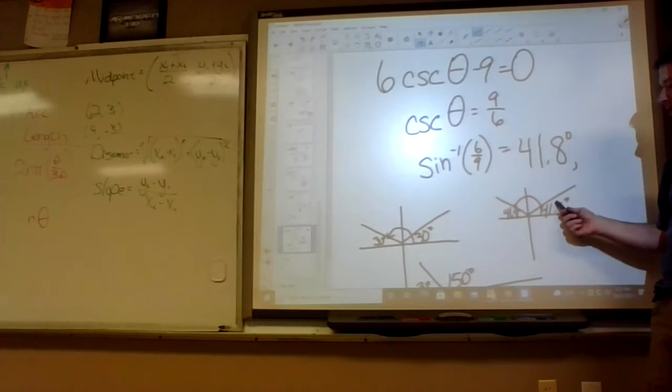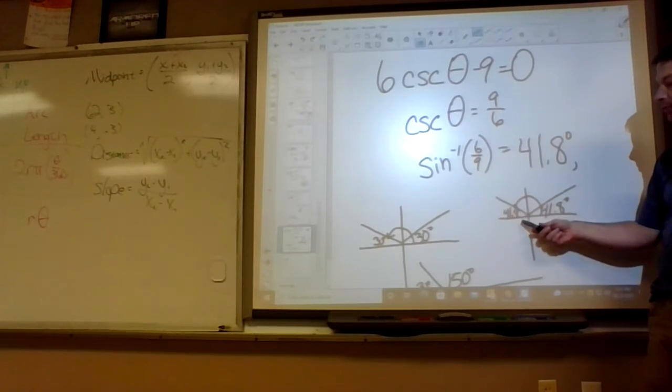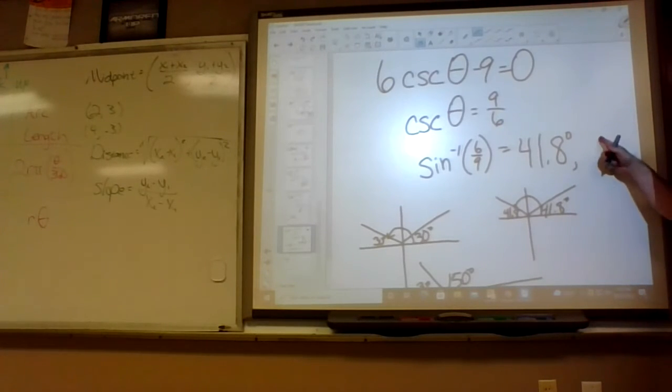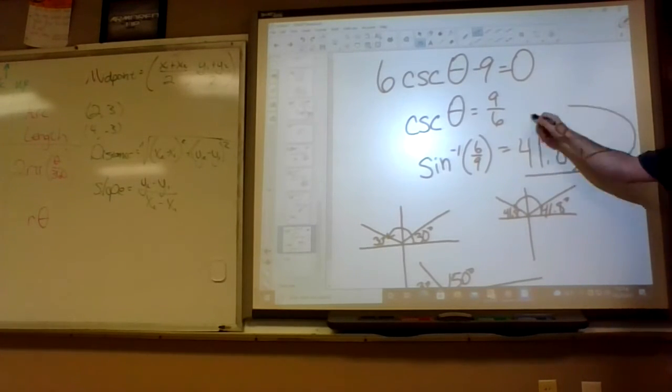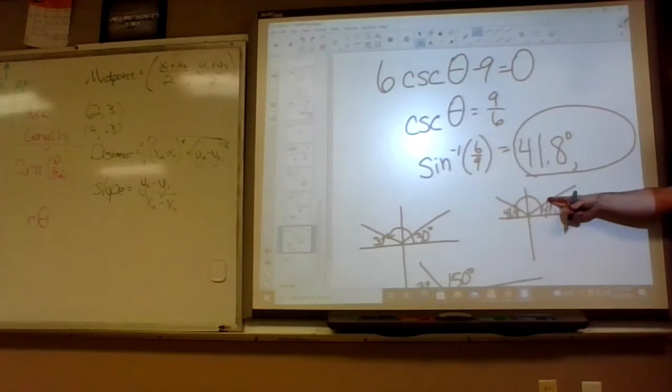So 41.8 is a reference angle for itself, I guess. And then in the second quadrant, we did 180 minus 41.8. I don't know if anybody said what that was, but whatever it is, that should go right there. Would it ever come out positive and not be in the first two quadrants? No, because cosine, sine, and tangent are all positive in the first quadrant. So if it's positive, you'll always get a first quadrant angle.